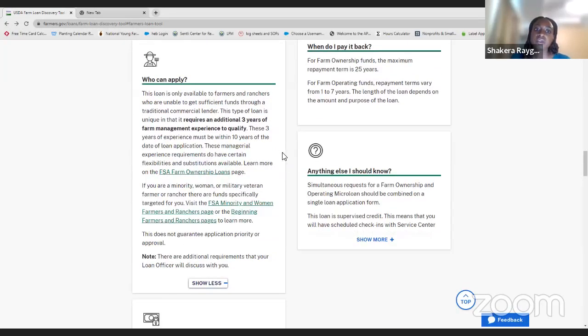There is still the requirement for 3 years of farm management experience when you're buying land, and you can be flexible in meeting that, like I mentioned, through education or military experience. And there are also the programs for minority farmers, women farmers that are set aside funds so that the funds they have available to lend out are not exhausted. So they have money set aside just for those groups.